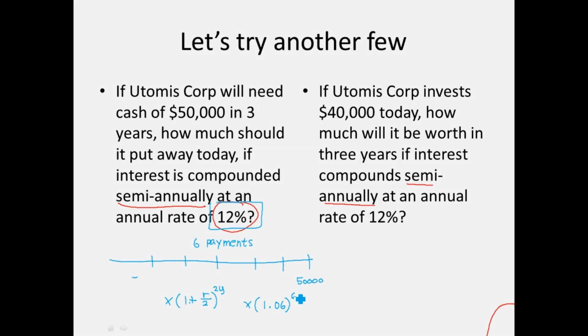I would get an annual rate of 12%, but that means I only get 6% every 6 months. And that has to equal $50,000. So the formula technically is the amount times 1 divided by 1.06 to the 6, which gives you the present value. So what's the value?